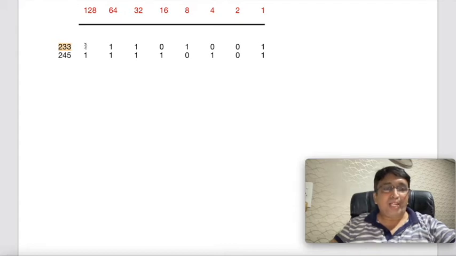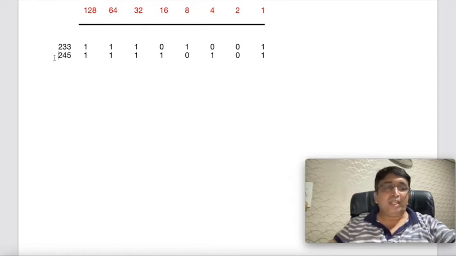We have 128 plus 64, that's 192, plus 32, that's 224, plus 8, and that's going to be 232, plus 1, that's 233. So together, if you ask me what's the binary of 233, it's 11101001. That's 233 for you.